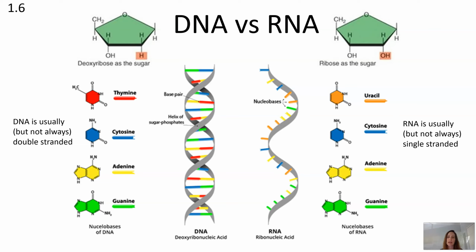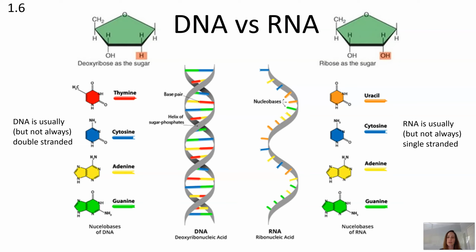Why do you think that sugar is called deoxyribose in DNA? I guess not why is it called ribose, but why is it called deoxyribose? So it's called deoxyribose because compared to ribose, we've lost an oxygen. So it's deoxy, that oxygen is taken out.